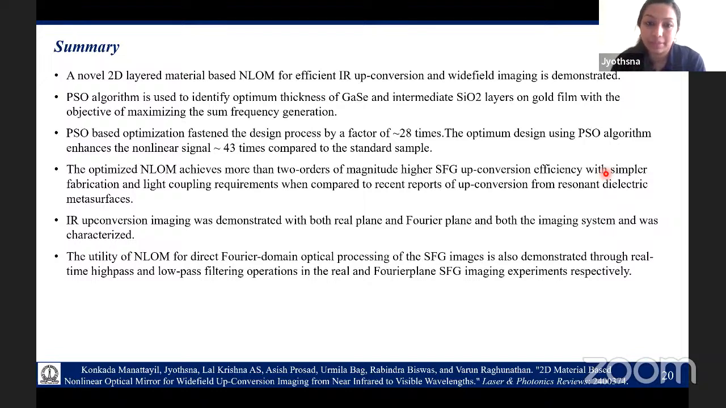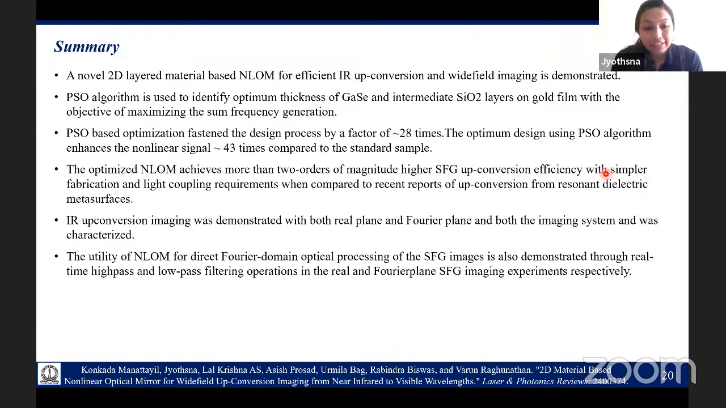Validated simulation with experiments, and we were able to get a good agreement with that nonlinear optical mirror. The conversion efficiency was at least 2 orders of magnitude higher than that of previous implementations. These are much more compact and can be easily fabricated when compared to other metasurfaces. We have also demonstrated upconversion imaging in both the real plane and Fourier plane implementation, and characterized the system by studying the contrast metrics.